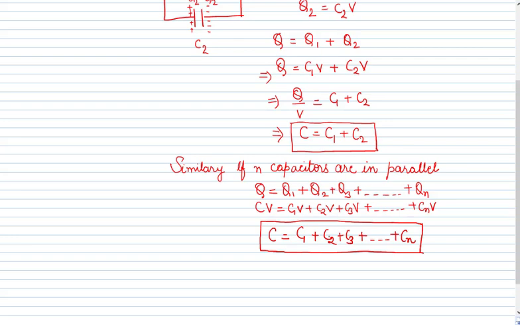And whenever these are in series, then you have to use the previous relation, 1 upon C is equal to 1 upon C1 plus 1 upon C2. So these are the two simple derivations we can see, and whenever there is a combination of series as well as parallel, then you can use both the formulas and you can solve all those corresponding numericals.